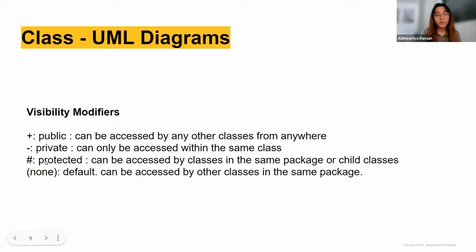Then we have protected variables or methods, which are denoted by the hashtag sign or the pound sign. These can be accessed by classes in the same package or child classes of that particular class. And if there are no visibility modifiers, then it goes to the default, which can be accessed by other classes in the same package.